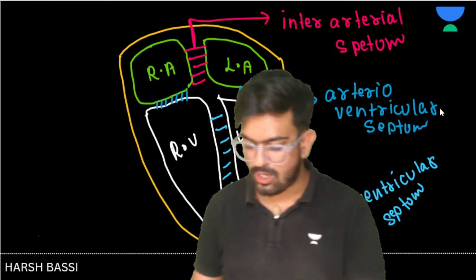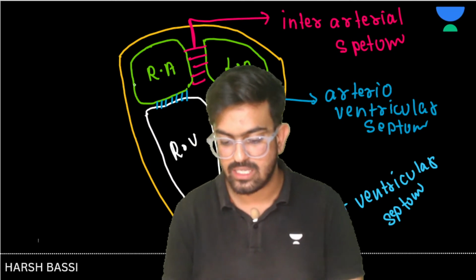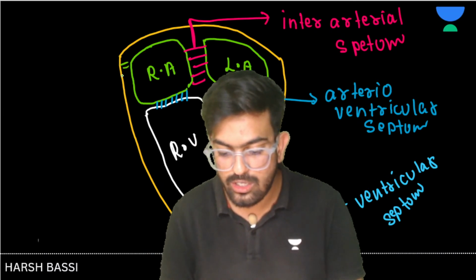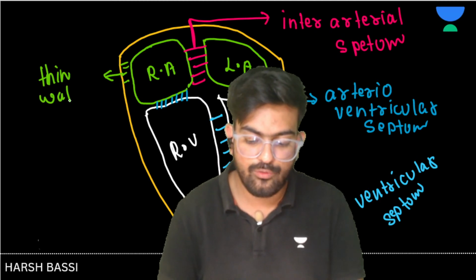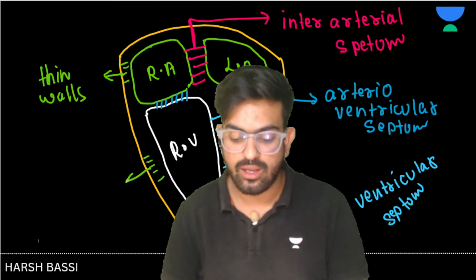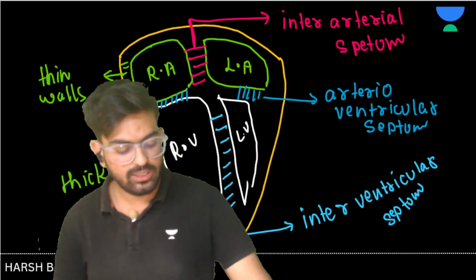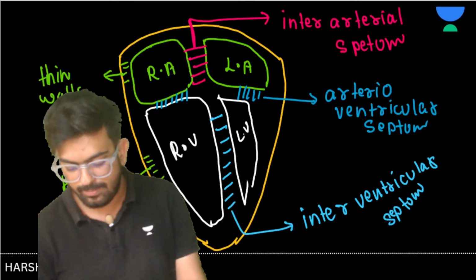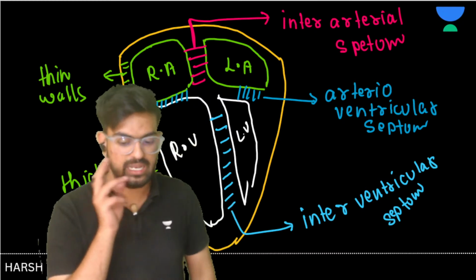Chalo, great. Now see here, the walls of auricles are thin. The walls of auricles are thin walls. And if I talk about the walls of ventricles, bachcho, walls of ventricles are thick. Walls of ventricles are thick. Okay, and if I talk about the thickest wall, bachcho, the thickest wall will be of left ventricle.